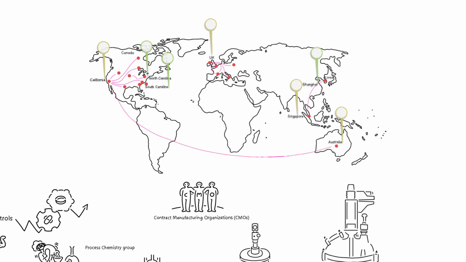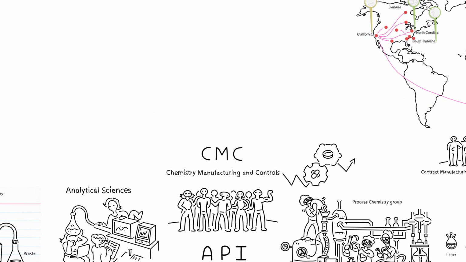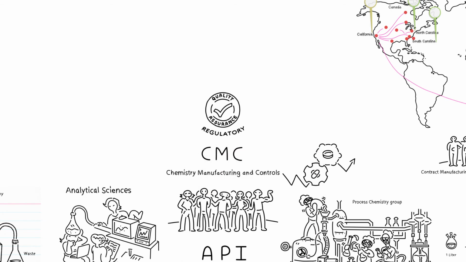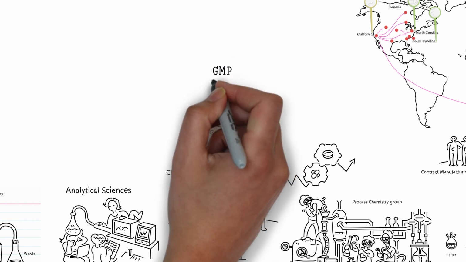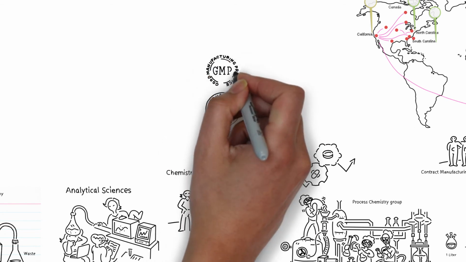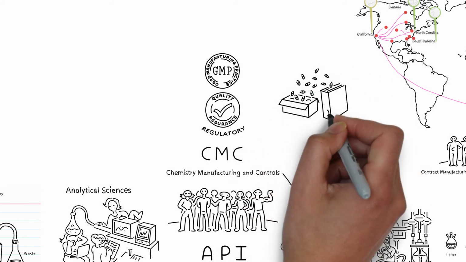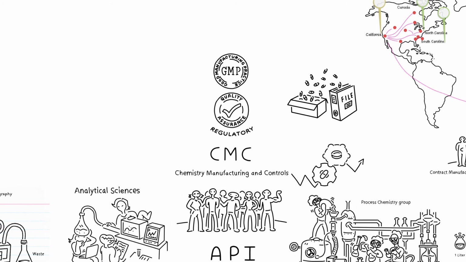Throughout every step of the manufacturing process, the CMC team works closely with quality assurance and regulatory to make sure all processes are fully compliant with current good manufacturing practice, or CGMP, regulations, and that production and release of drug product optimally enables regulatory filing.